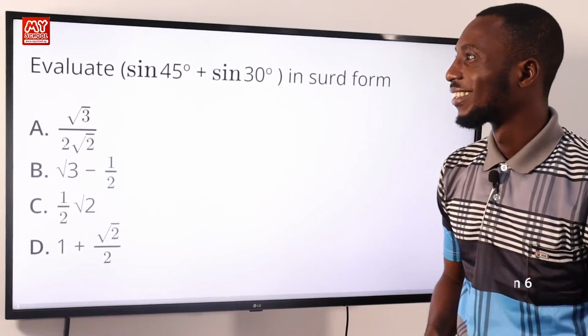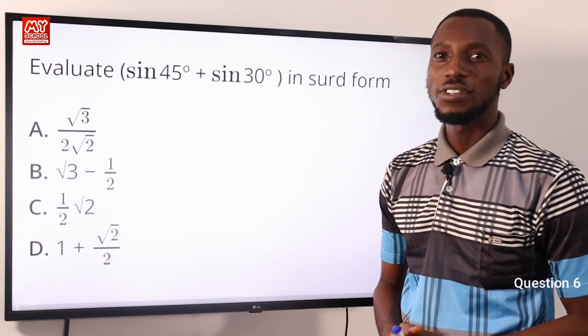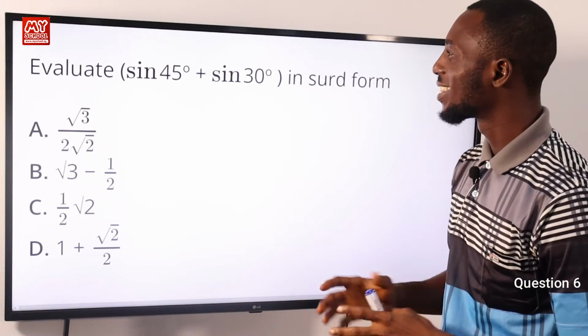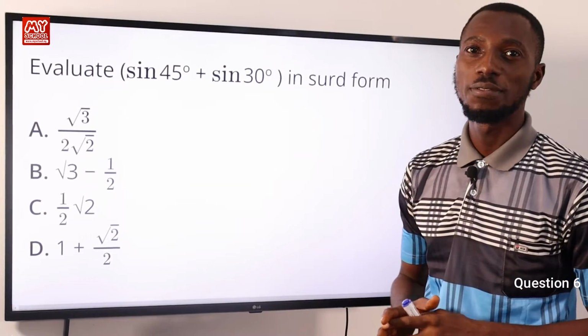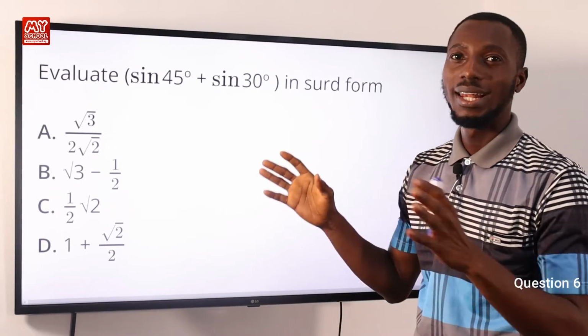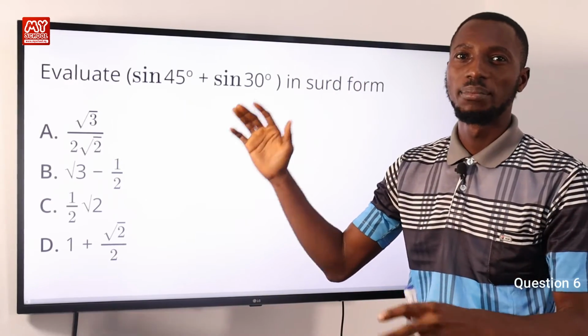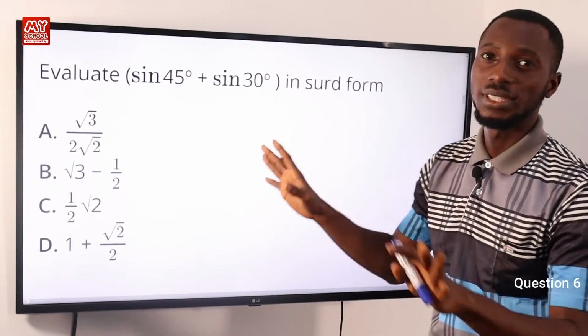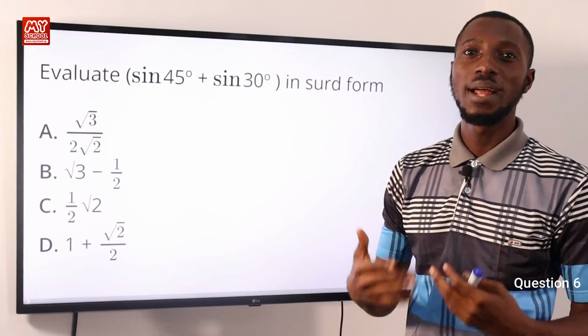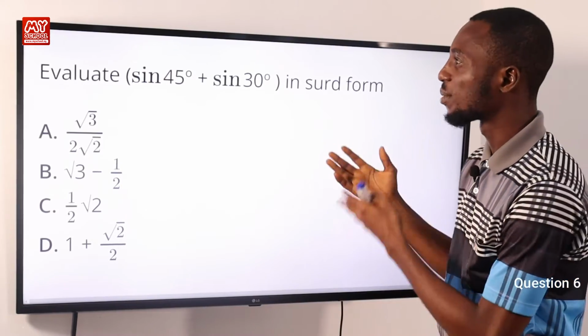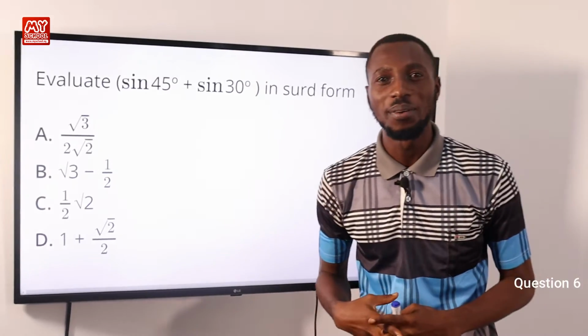Question 6. Evaluate sine 45 degrees plus sine 30 degrees in surd form. So let's be very specific. This question carries a diagram up there, but basically I just want to show us a simpler method on how we can solve this in short form. So join me, let's go to our working board as we tackle this question.